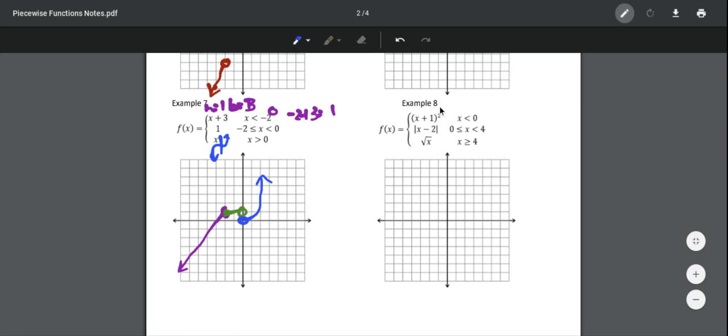Over here, this is the quadratic, the parabola shifted to the left one. So it would be this at 0, 0 plus 1 squared is 1. So it goes to here. And it's an open circle, so this goes to here.